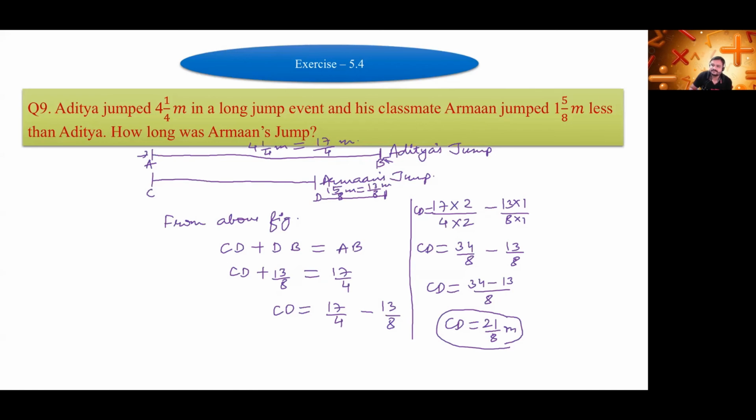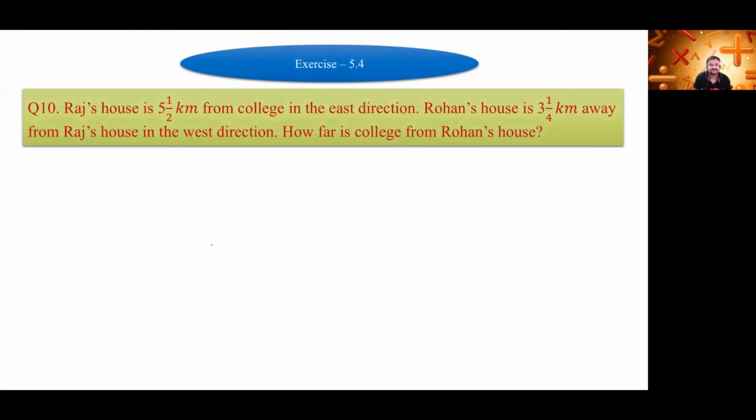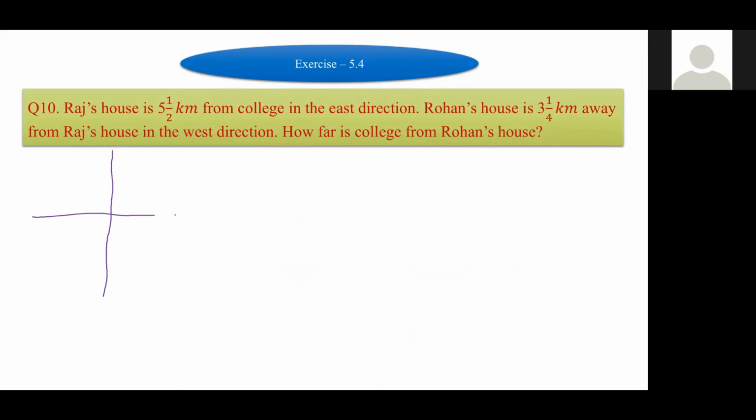Next one. Yes, Shreya Gilda. I think this is the last question. Raj's house is 5.5 kilometer from college in the east direction. Rohan's house is 3.14 kilometer away from Raj's house in west direction. How far is the college from Rohan's house?